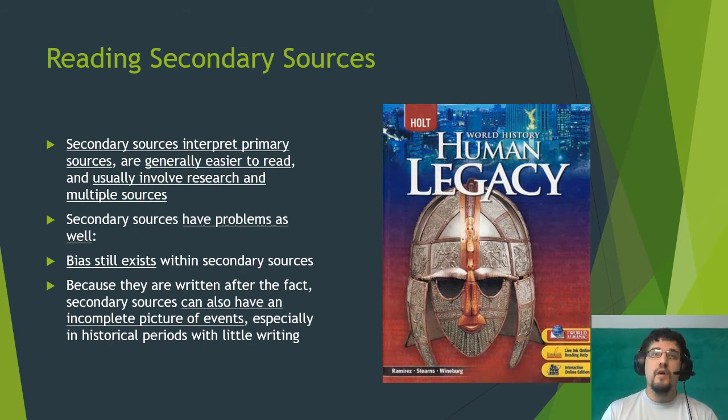Go to a local bookstore sometime and you can find historical sources that are trying to get you to think one way or the other. We'll talk about some of that stuff when we get to both the Roman Empire and the Mongols. Genghis Khan comes to mind right away. And because they're written after the fact, secondary sources don't always have a perfect picture of events.